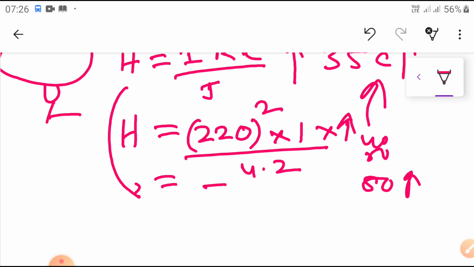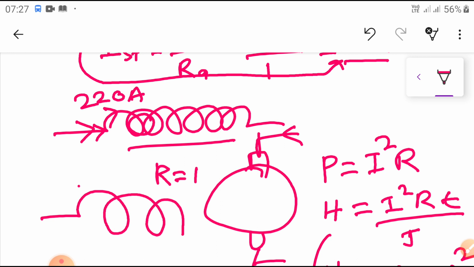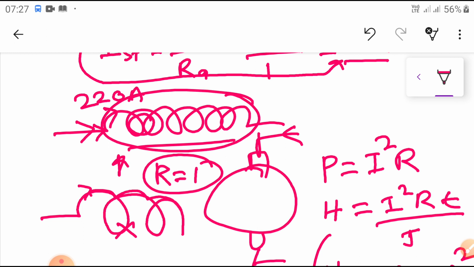If the temperature increases, what will happen to the insulation on the winding, the enamel insulation? Due to the heat energy, the enamel will spoil. Then what will happen? The current will try to move in this direction only, not this direction, so the resistance value decreases. Further heat is generated. Within a few seconds or minutes, the total motor winding will burn and be spoiled.